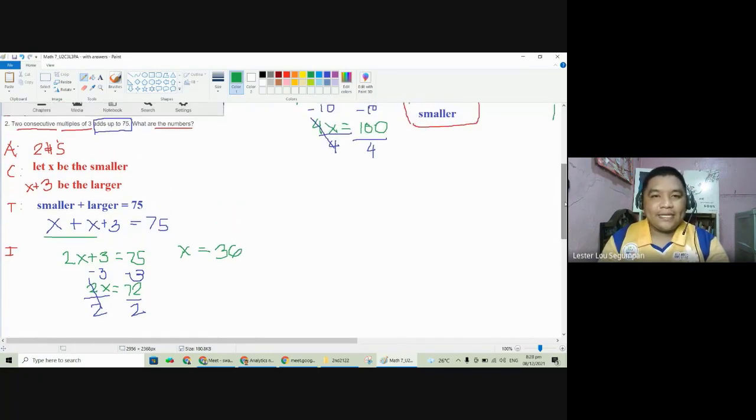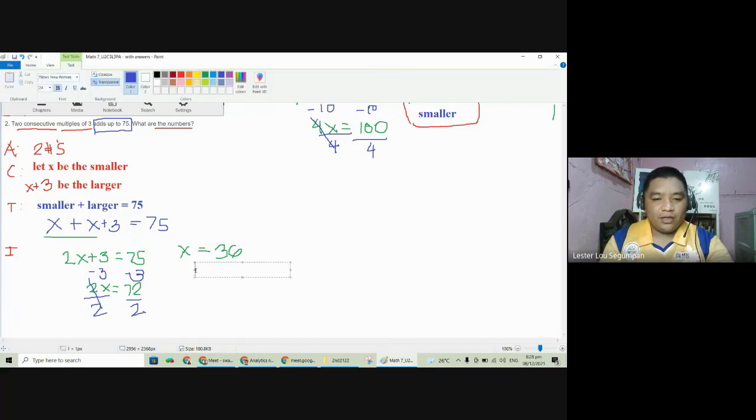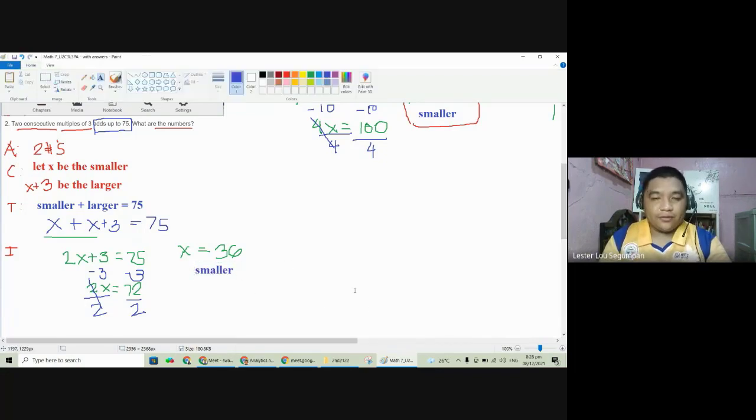Going back to step C, or the second step in our ACTION abbreviation, x stands for the smaller multiple of 3. When we proceed to step O, since we are asked about the two numbers, we could think of the next multiple of 3 after 36. And we know that to be 39. Okay, just to follow the mathematical computations, we are going to use this representation and we hope to reach 39.